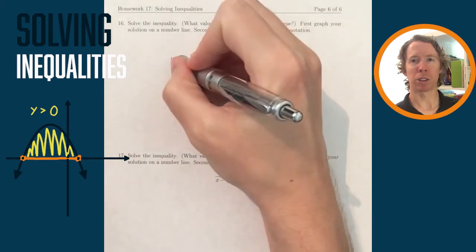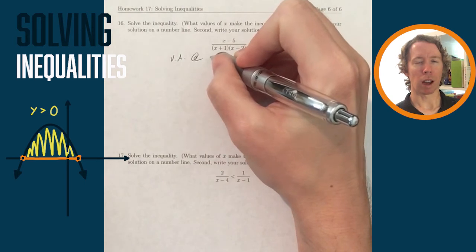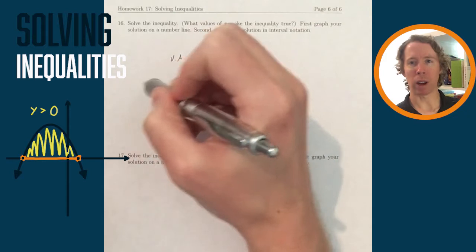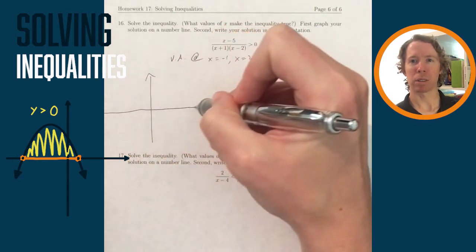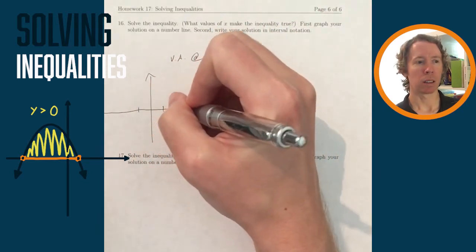I've got a rational expression here. I want to know where it's positive. So I'm just going to think about the graph of this thing. I want to know where are the vertical asymptotes, and then are there any x-intercepts? And those are the main places where I'm going to break the graph up into pieces.